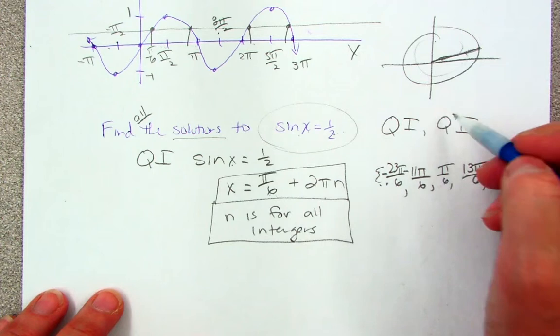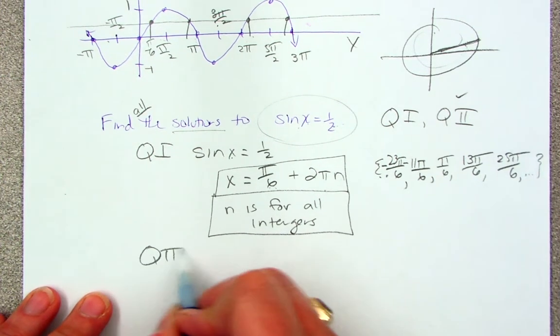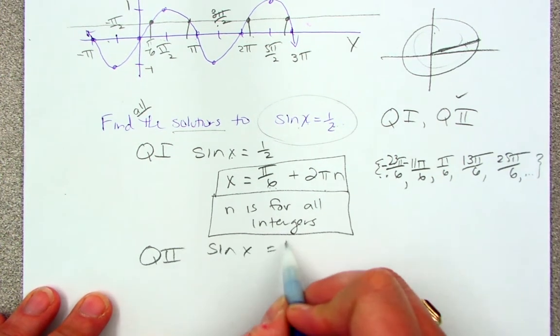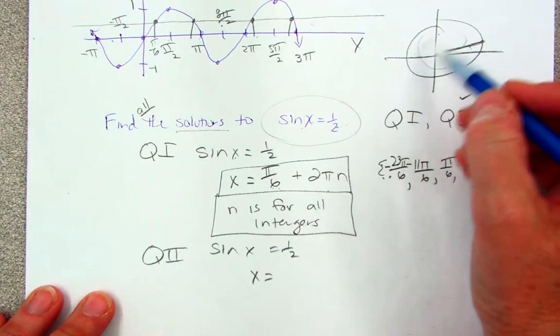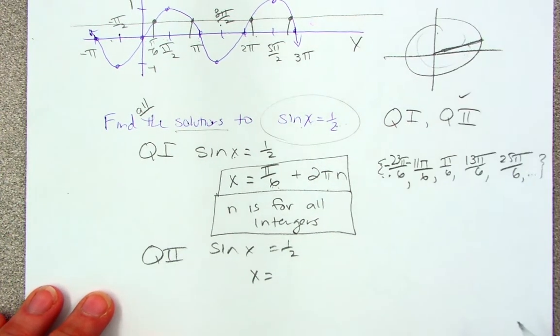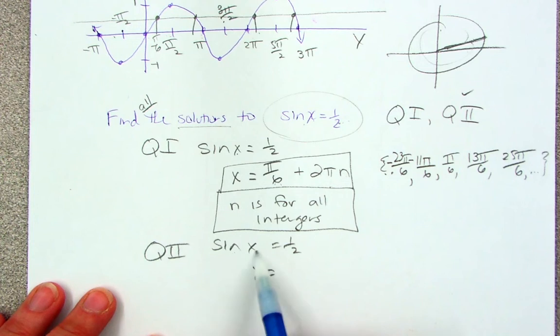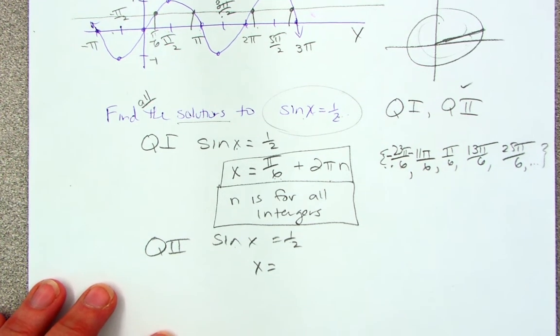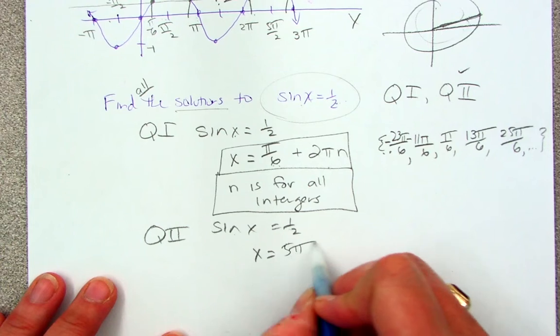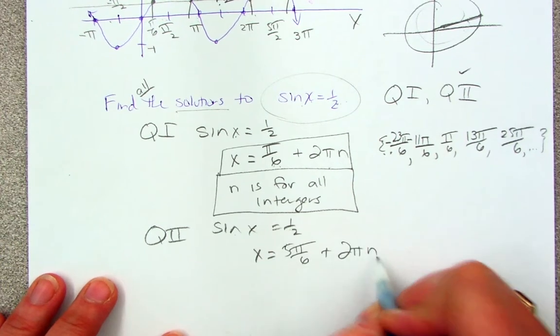But you also told me quadrant 2. So in quadrant 2, over here, what angle measurement will give me, the sine of it will give me 1/2 in radians? 5 pi over 6 plus every rotation.